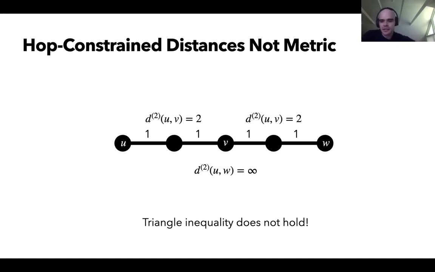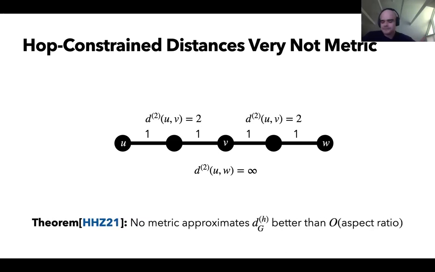So at this point, you might say, well, okay, it's not exactly a metric, but maybe it's close to a metric. And we're only trying to approximate this notion of distance with a metric anyway. But it's actually not too hard to see that there's no metric which simultaneously approximates all of the hop-bounded distances on a graph at once well. In particular, you'll always incur some trivially large approximation factor, which is something like the aspect ratio, which you can think of as polynomial in n if you like.